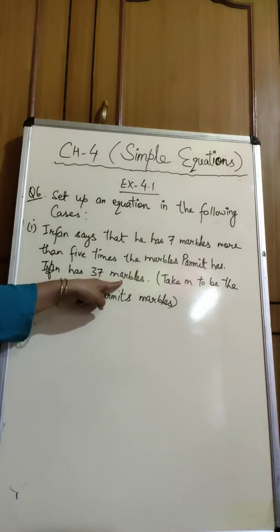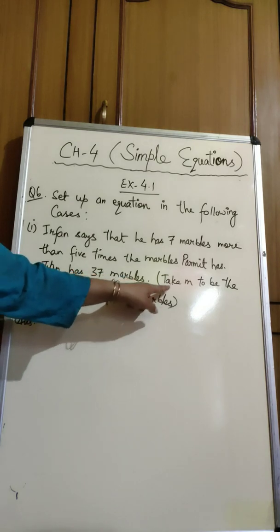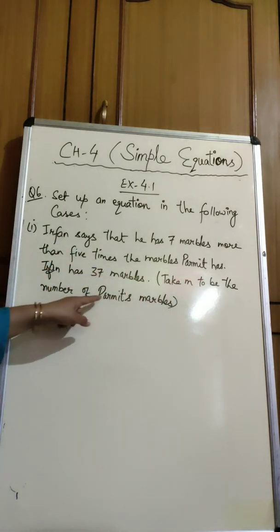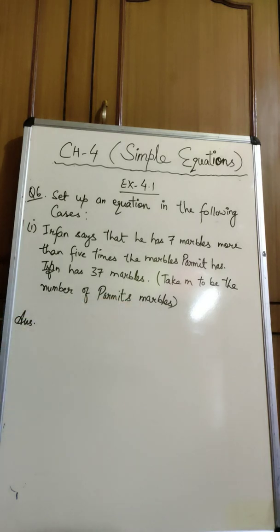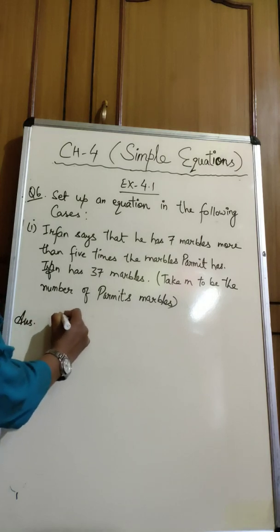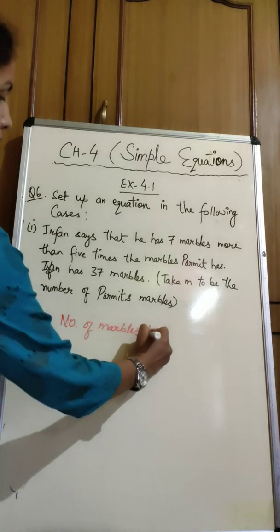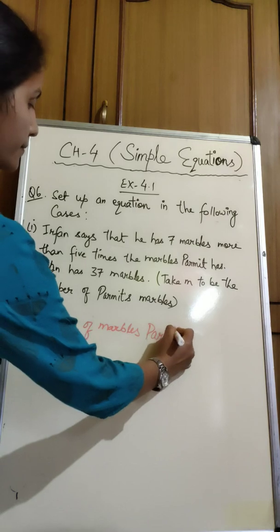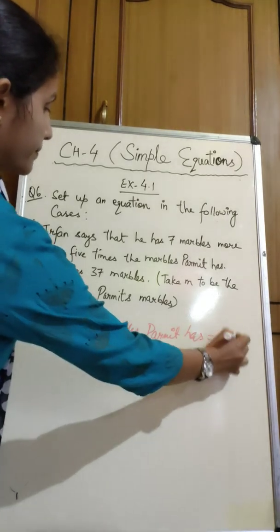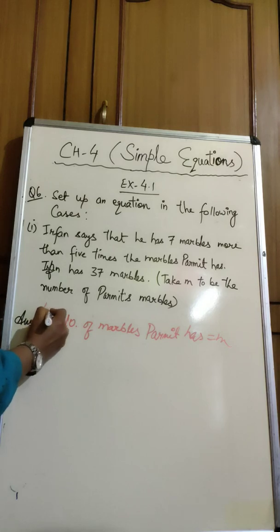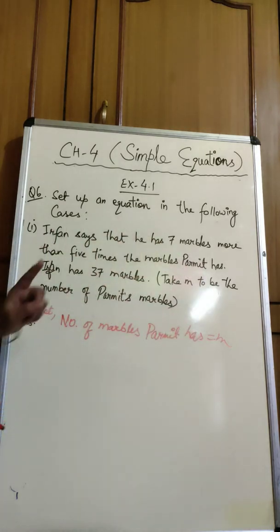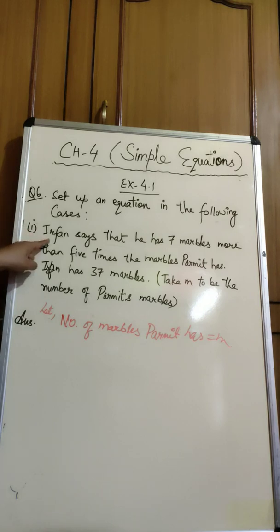37 marbles. It is given in the brackets, take M to be the number of Parmeet's marbles. So Parmeet's marbles, how many? M. Let us suppose the number of marbles Parmeet has equals M. Suppose Parmeet is having M marbles. So now what about Irfan?